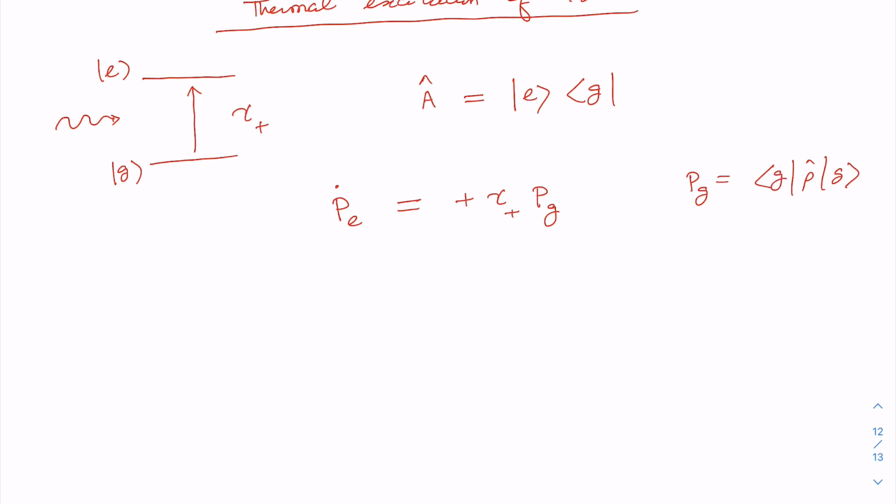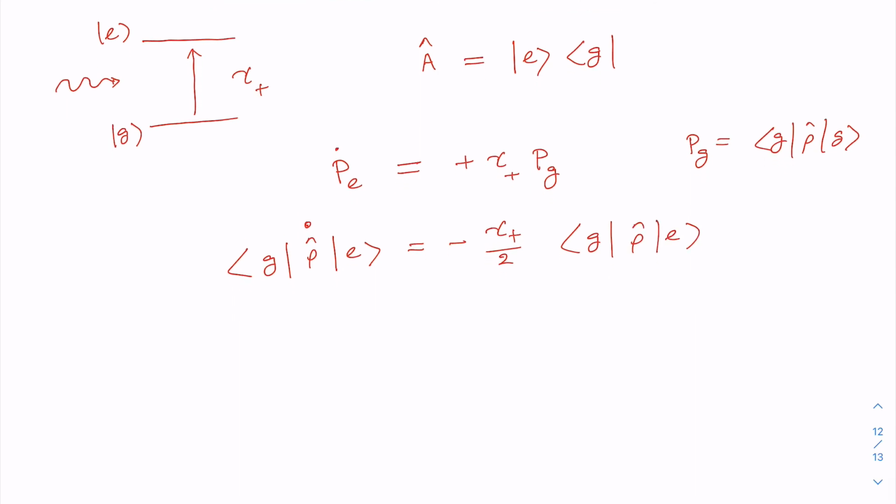Also you will get that this coherence term will decay at the rate of gamma plus by 2. So this is interesting, because what it basically says is that the off diagonal elements still decay.